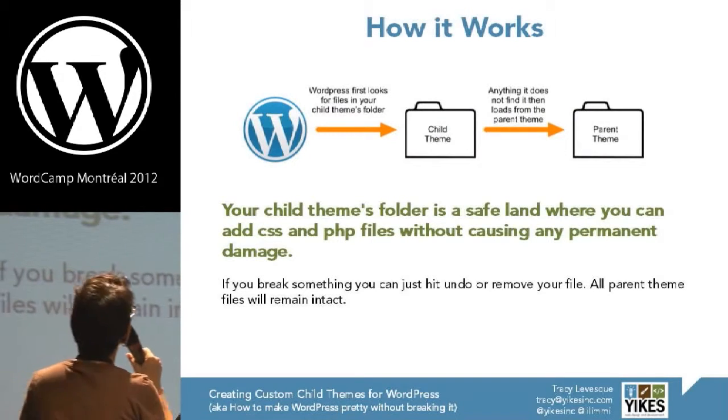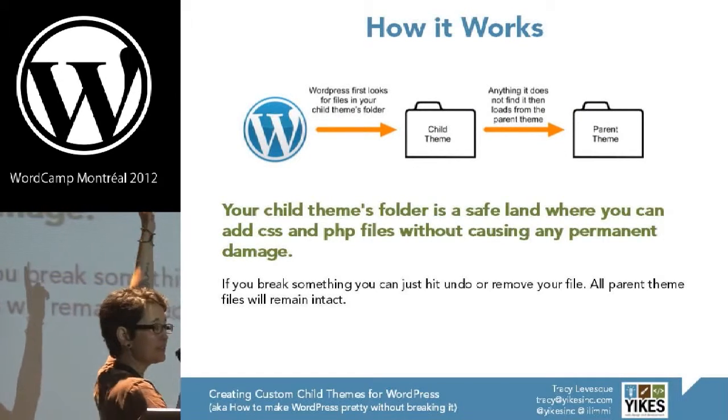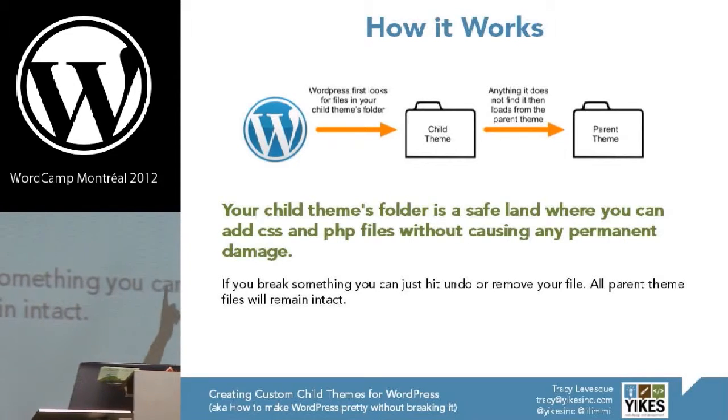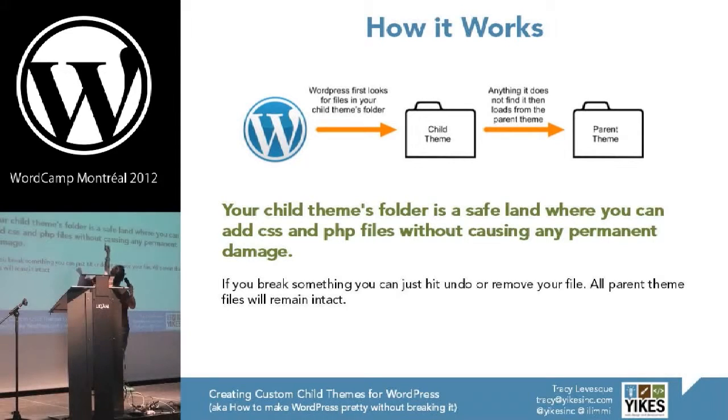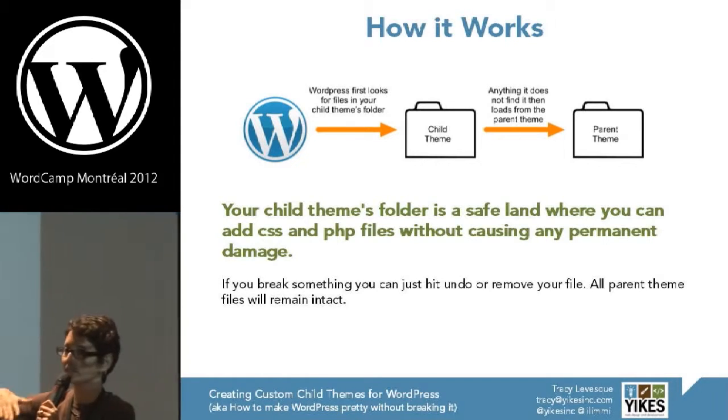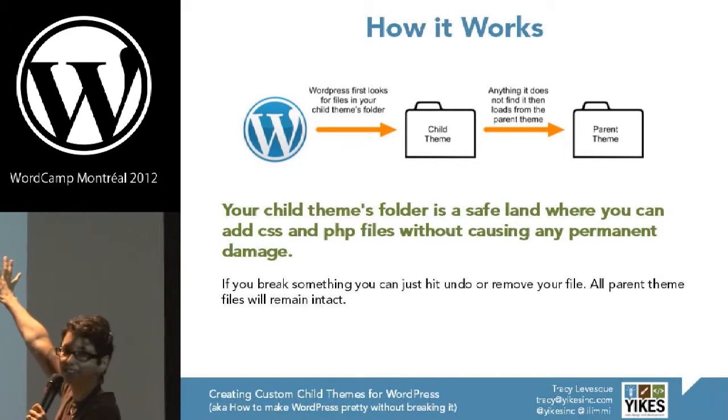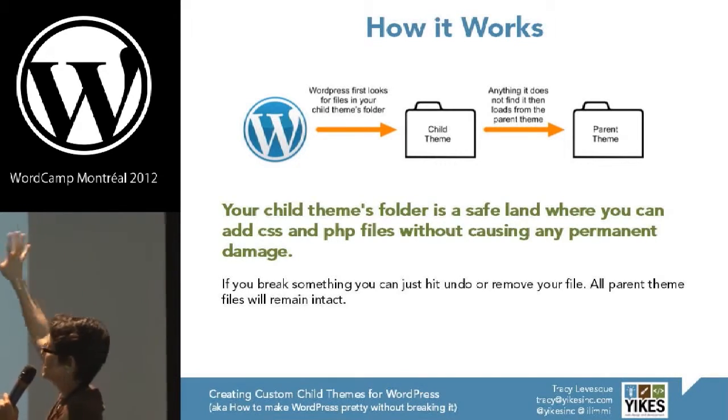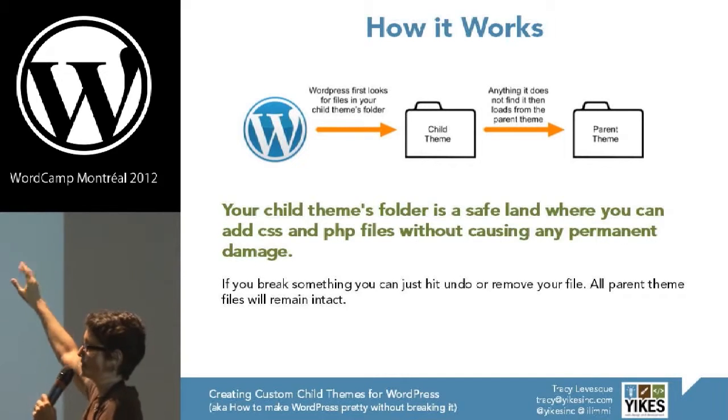So how does it work? WordPress first looks for your child theme's folder. What it does not find in there, it then loads from the parent theme. So in essence, you're creating this safe land in which you can do whatever you want. You can make a mess. If you break something, you just undo it. You just remove your file. Otherwise, you have not touched any of the parent's files.